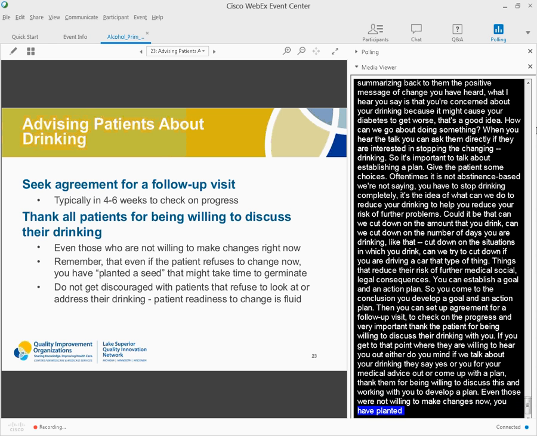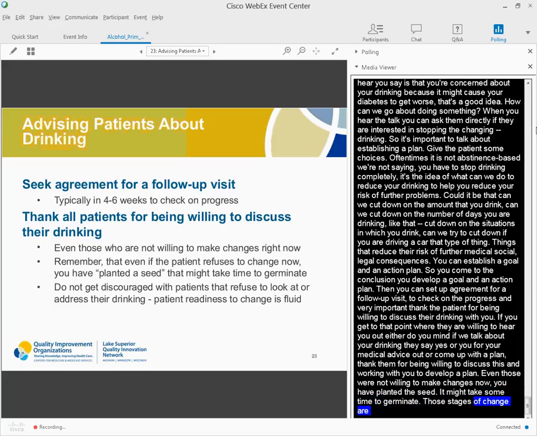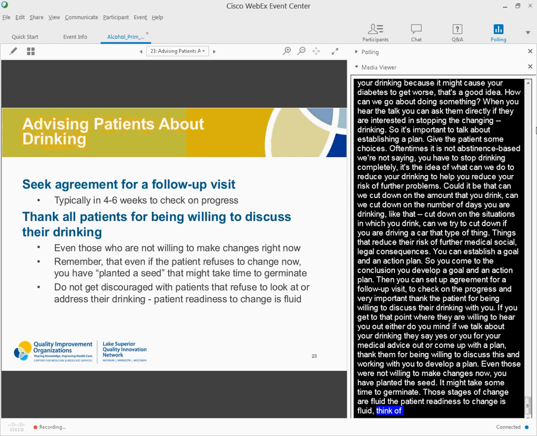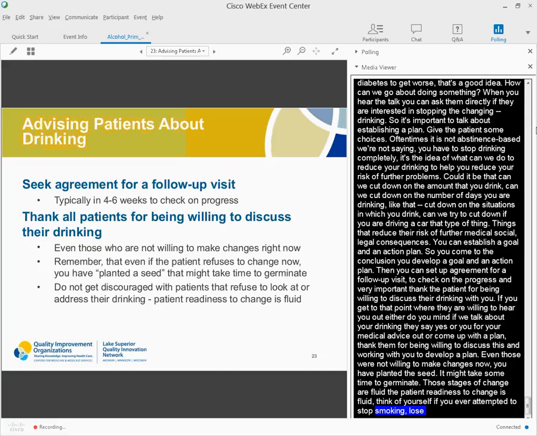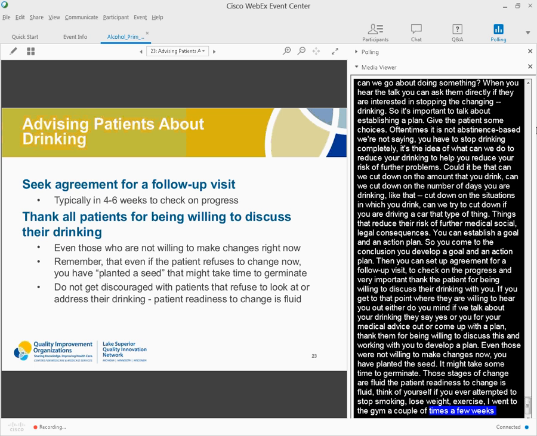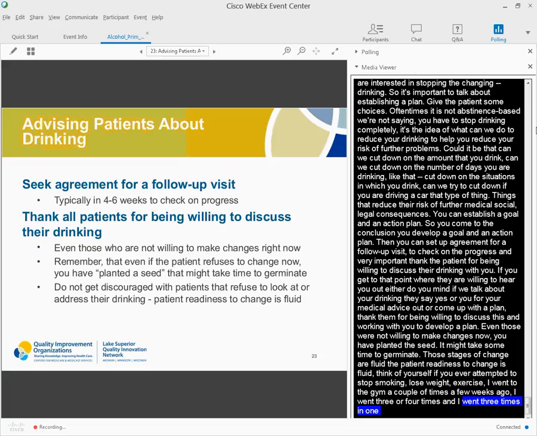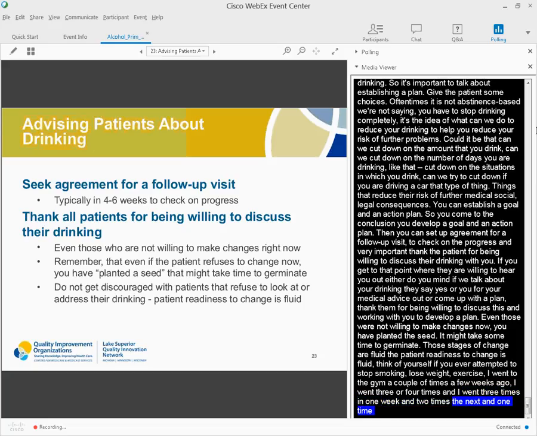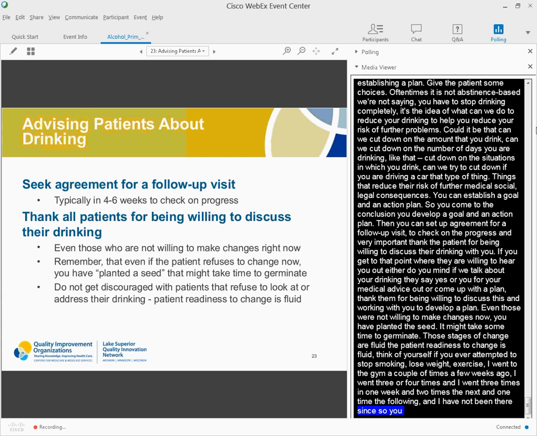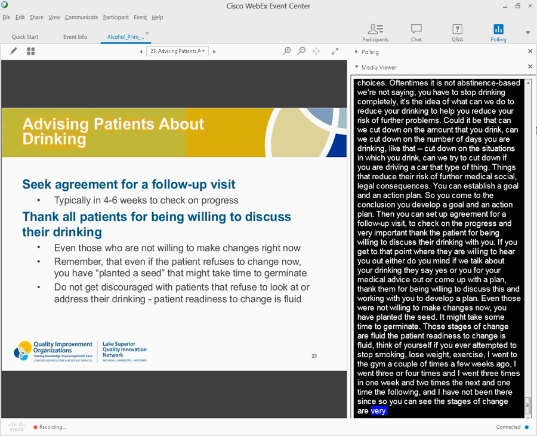Remember, the stages of change are fluid. The patient's readiness to change is very fluid. Just think of yourself if you've ever attempted to stop smoking or lose weight. For me, it's exercise. I went to the gym a couple of times a few weeks ago. I went like 3 or 4 times, and I went like 3 times in 1 week, then 2 times the next, then 1 time the following week, and I haven't been in 2. So you can see that the stages of change are very fluid: pre-contemplation, contemplation, preparation, and action. They also go back and forth.